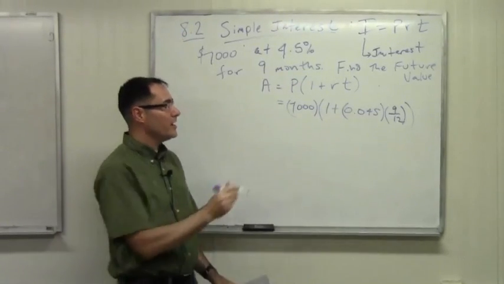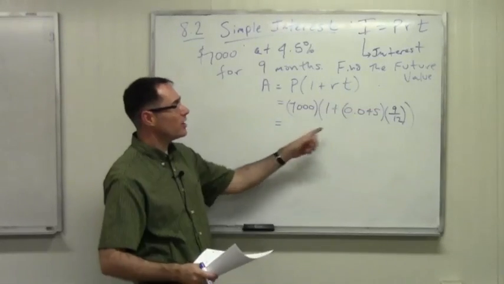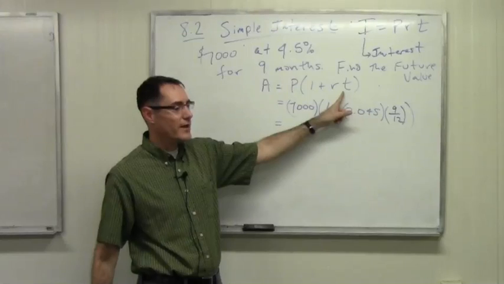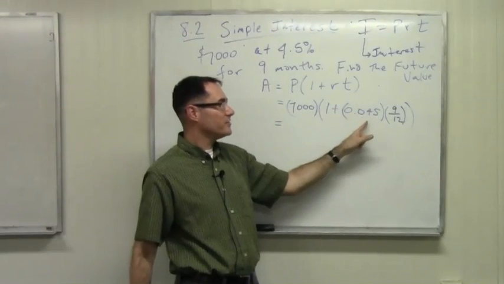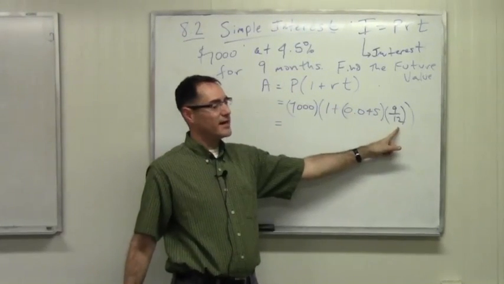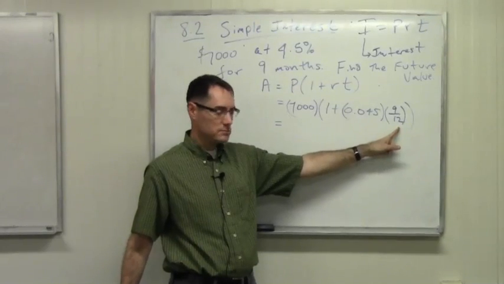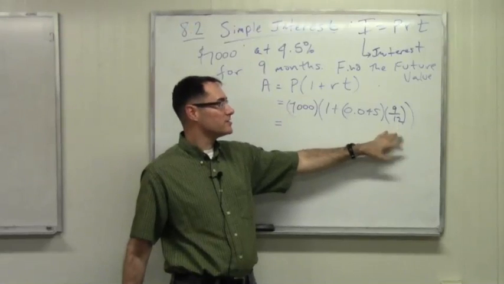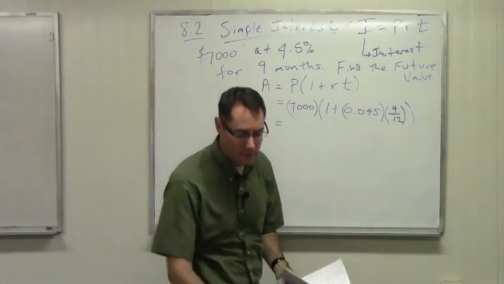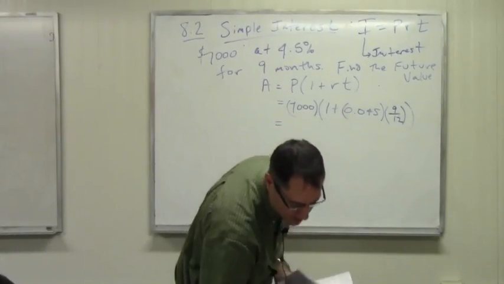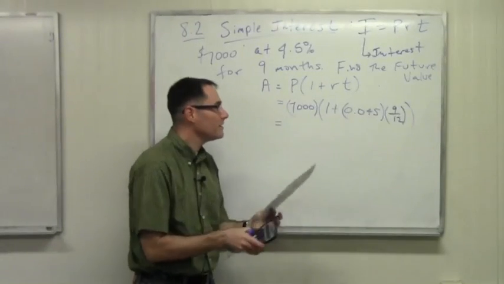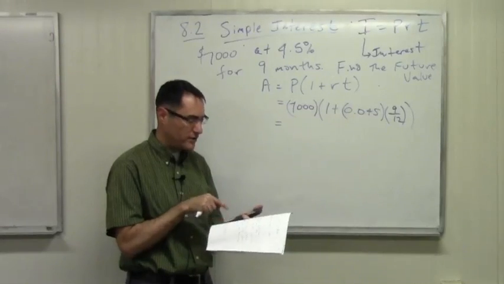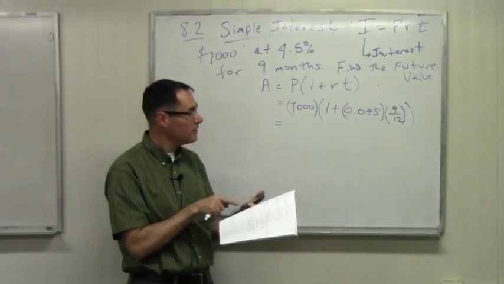Right? OK, here's how you do this in your calculator. You can't do it all at once. This is why we practice these order of operations. The first thing you have to do is the rate times the time. So you do 0.045 times 9 divided by 12, and you get some number. Once you hit equals, then you hit plus 1, and then hit equals again, and then do times 7,000. You can do it the other way if you use your parentheses properly.